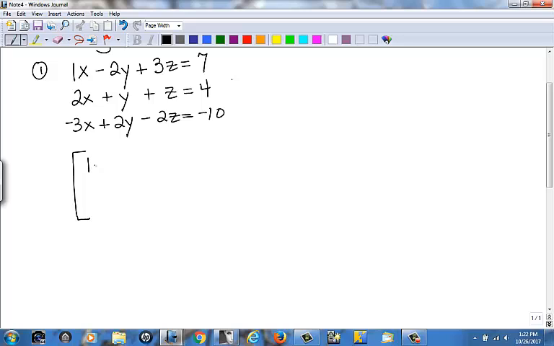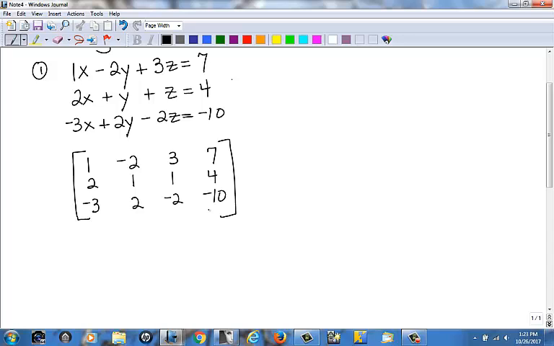So the first row across would be 1, negative 2, 3, 7. And then the second row would be 2, 1, 1, 4. And the next row would be negative 3, 2, negative 2, negative 10. Okay? And if I make an error, you need to catch me. So first row across, double check. Yep, because if you make a copying error, that can throw the whole thing off.